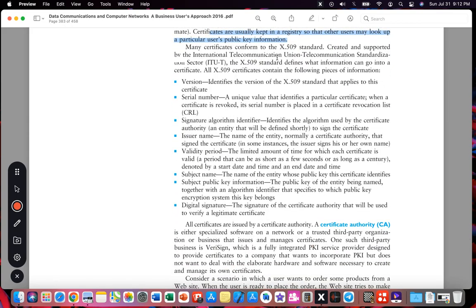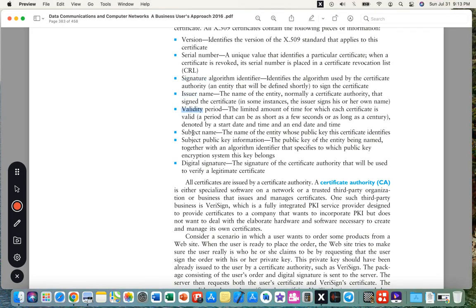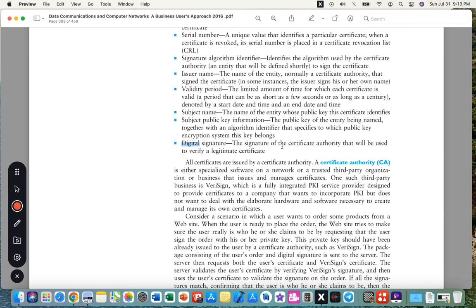Many certificates conform to the X.509 standard, created and supported by the International Telecommunication Union, Telecommunication Standardization Sector, ITU-T. The X.509 standard defines what information can go into certificates. All the certificates contain the following pieces of information: the version, the serial number, the signature algorithm, the issuer name, validity period, subject name, subject public key information, and digital signature. The signature of the certificate authority will be used to verify legitimate certificates.